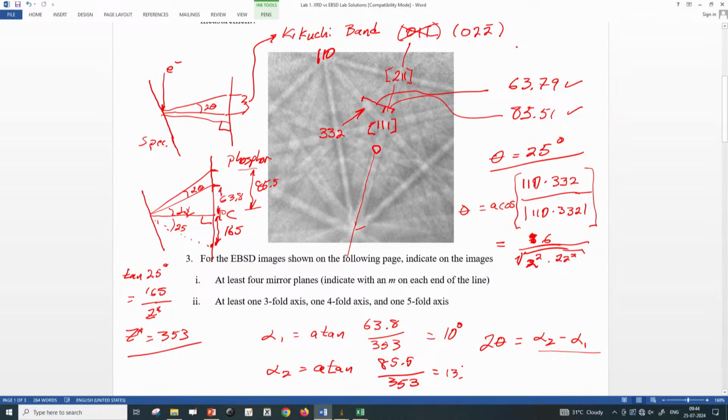Okay, the next one? 13.35? Okay. 13.5 degrees. Okay, so 2 theta is going to be 3.5 degrees. Now, what was 2 theta when we did the X-ray measurement? About 45, right? Somewhere around 45 degrees. So this one's 3.5 degrees that we're measuring for the angle, the bandwidth angle. Now that equals 2 theta, so theta equals half of that, right?